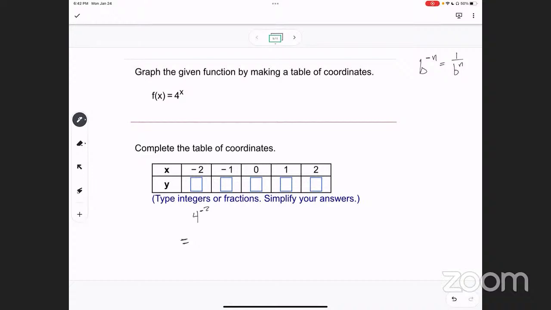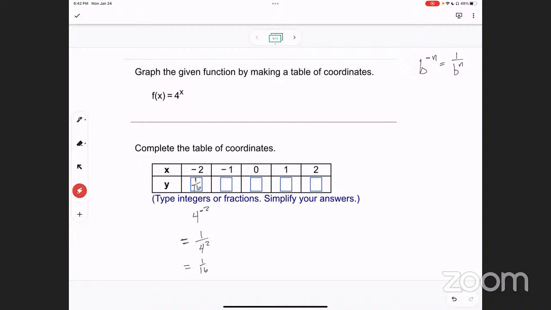You basically flip it. If you have a negative exponent, you just take that power and you flip it. Oh, okay. So this is 1 over 4 squared, which is 1 over 16. So what is the y? 1 over 16. So how about when x is -1?